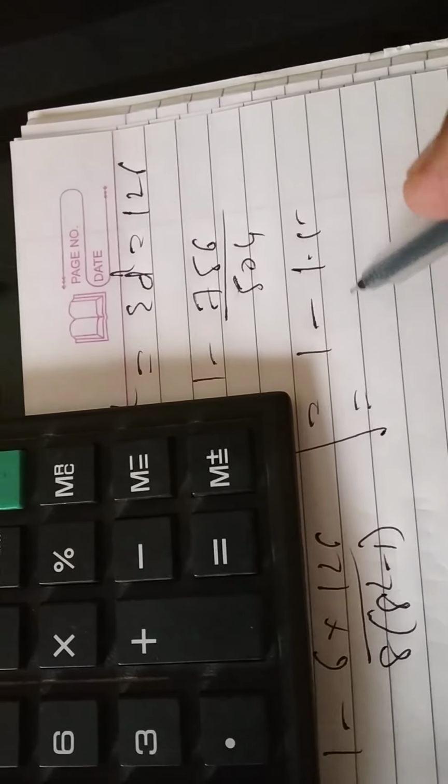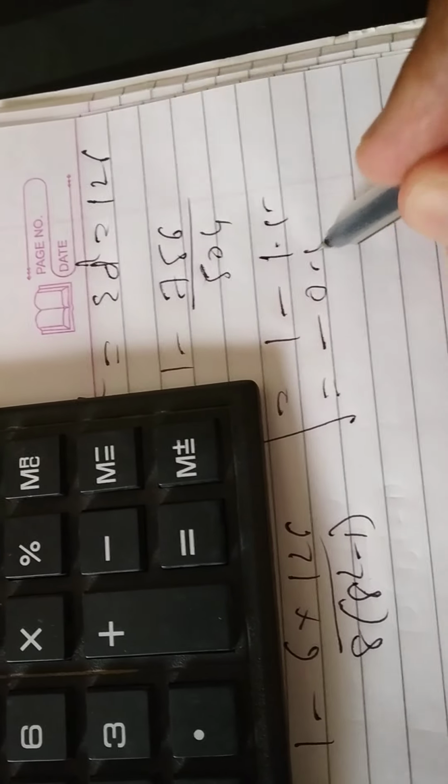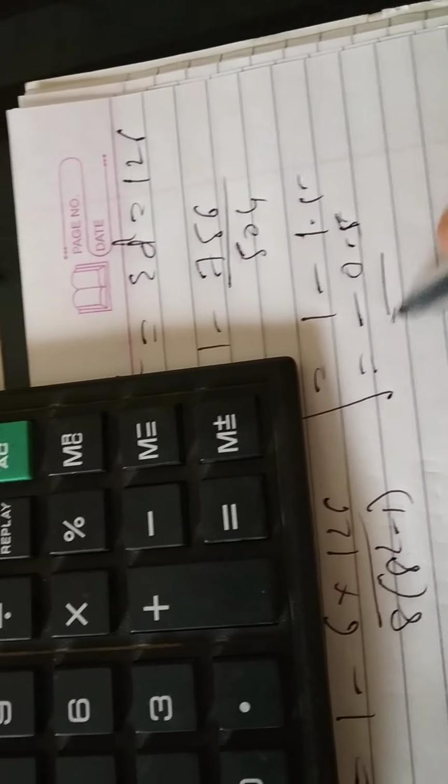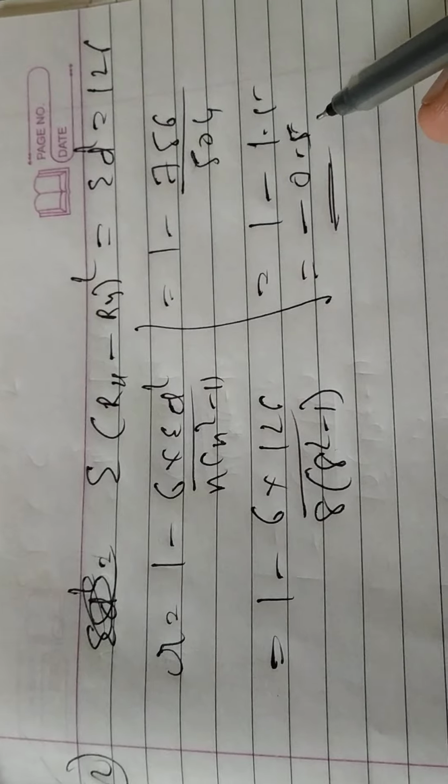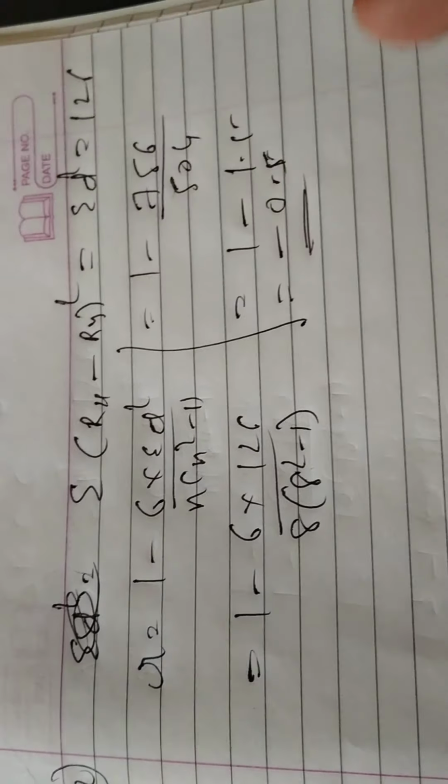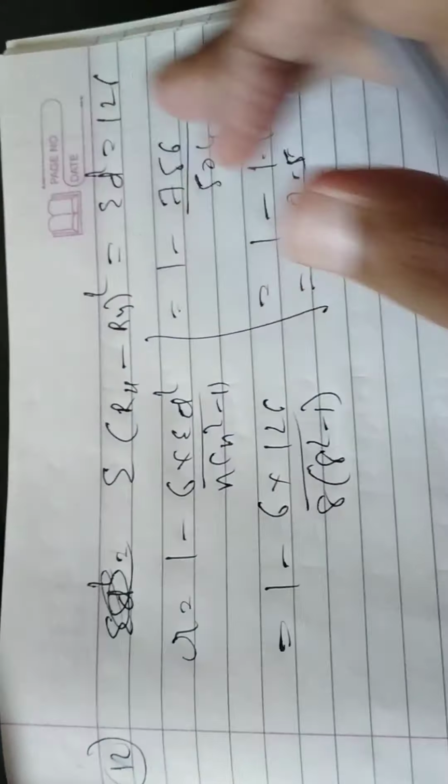Now 1 minus 1.5, the answer is minus 0.5. So the relation of x and y is negative. The correlation coefficient between x and y is minus 0.5. So now next question, question number 13.